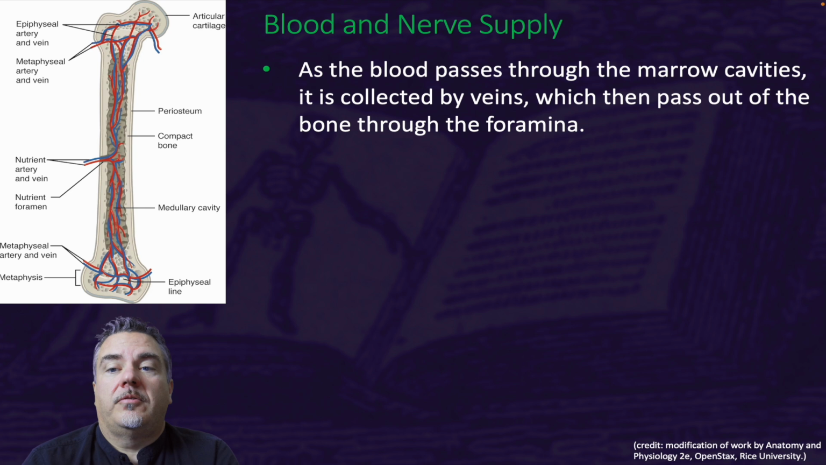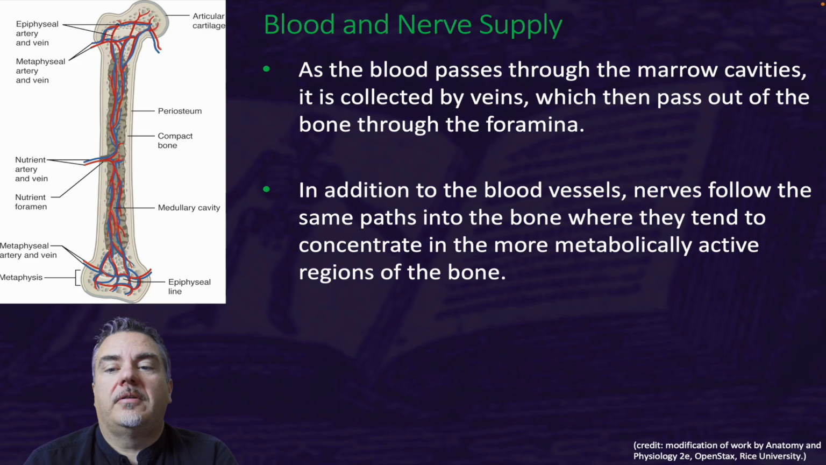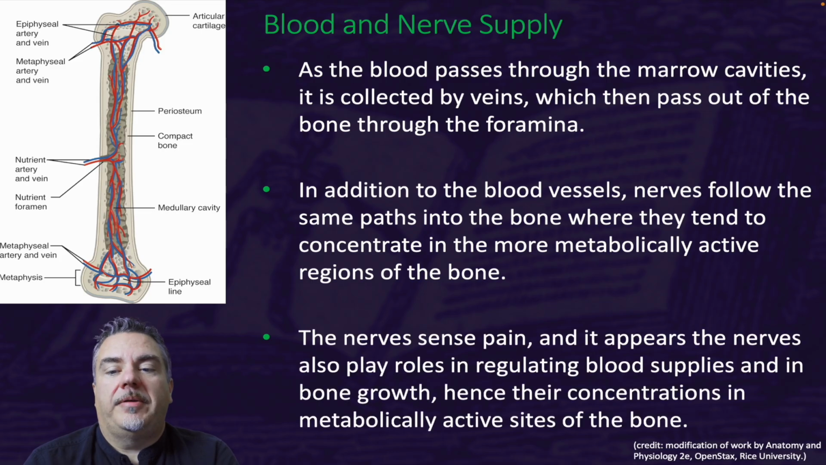As the blood passes through the marrow cavities, it is collected by veins, which then pass out of the bone through the foramina. In addition to the blood vessels, nerves follow the same paths into the bone, where they tend to concentrate in the more metabolically active regions of the bone. The nerves sense pain, and it appears the nerves also play roles in regulating blood supplies and in bone growth, hence the concentrations in metabolically active sites of the bone.